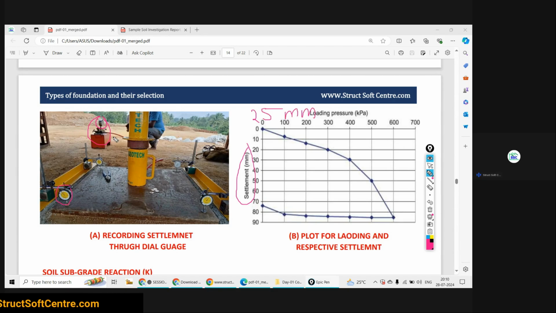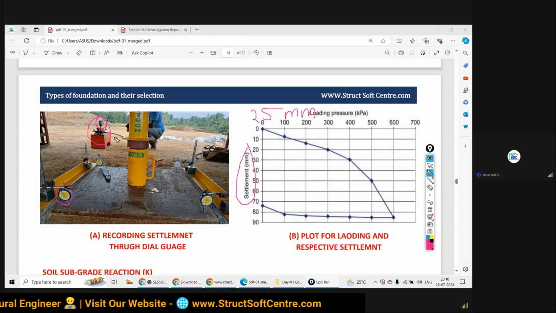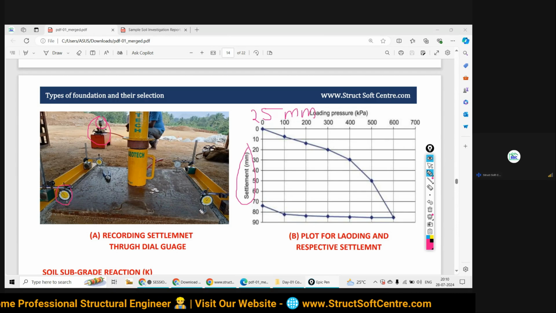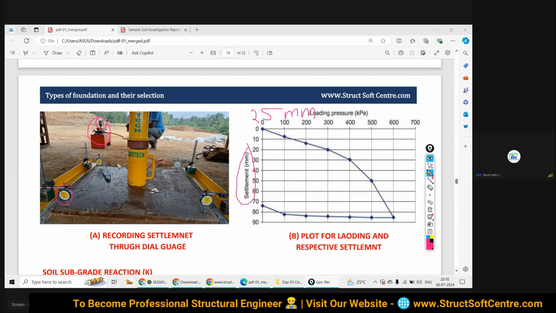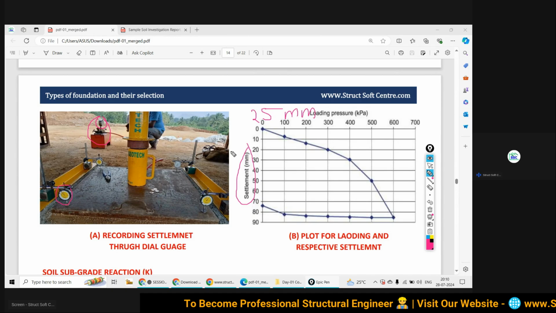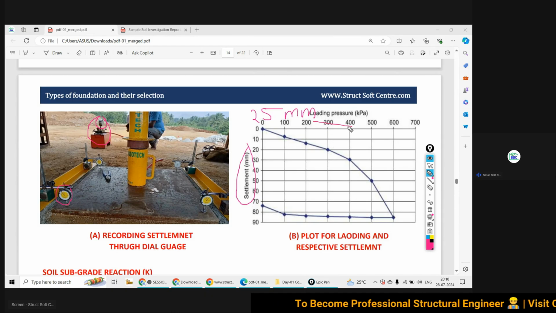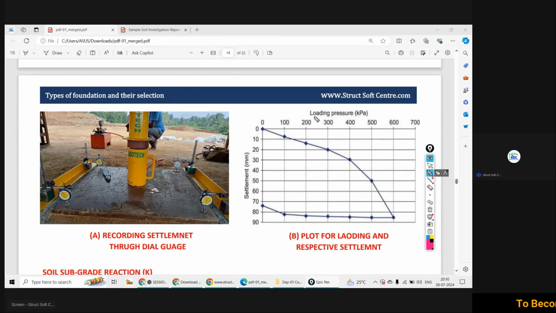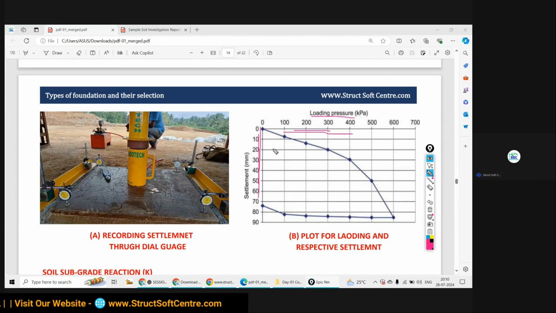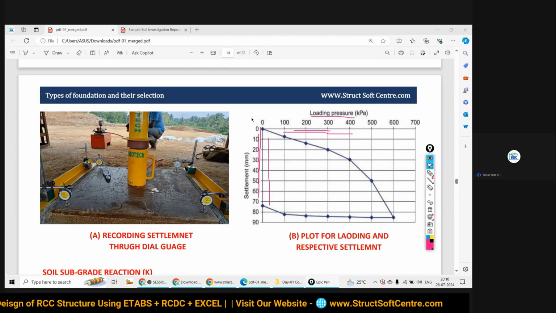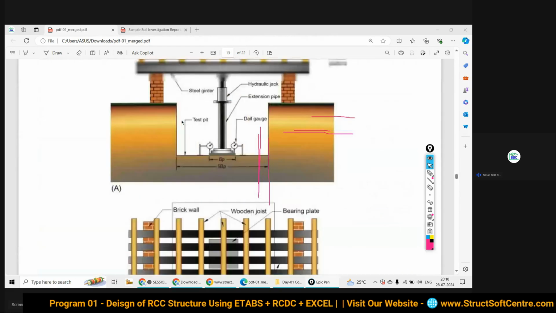We are going to increase the pressure continuously, and according to the increase of that pressure we are going to record the settlement. So it is the plot of your loading and your settlement, and it's quite obvious that if you increase the pressure, settlement is going to increase. Are you getting it? So this is the role of this plate load test.